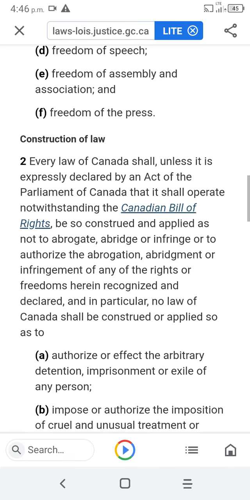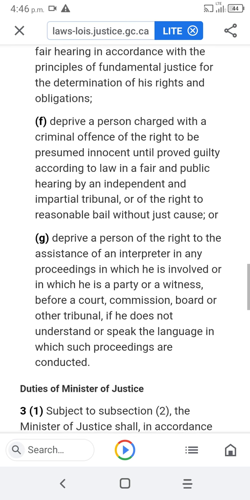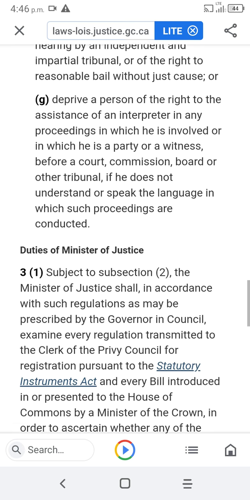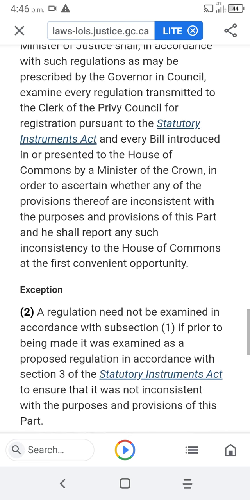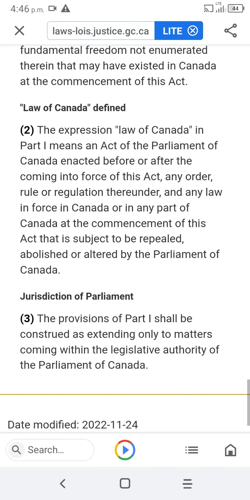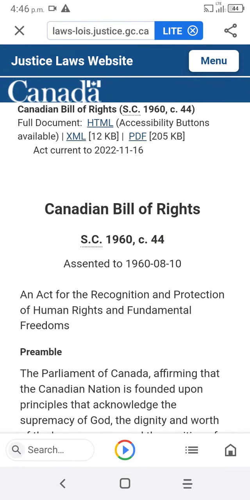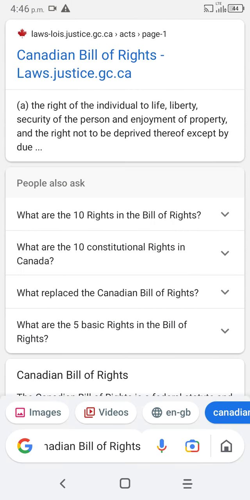Now, I haven't gone through all of the Bill of Rights yet, but it's the same setup. It's the same method of understanding. Every section is numbered, and then if there's different provisions or subsections, they'll be lettered.